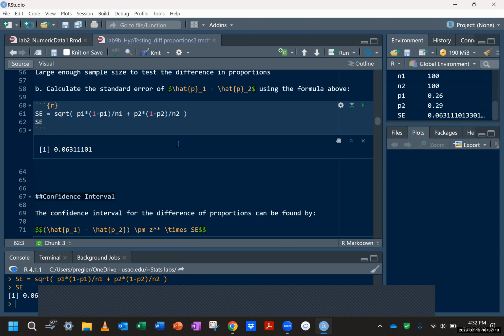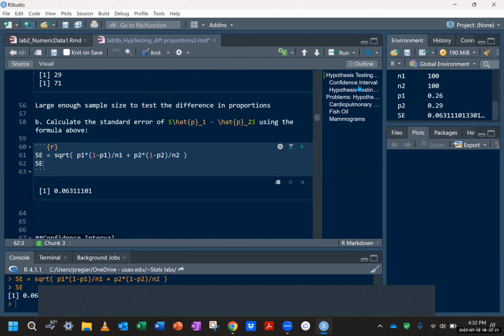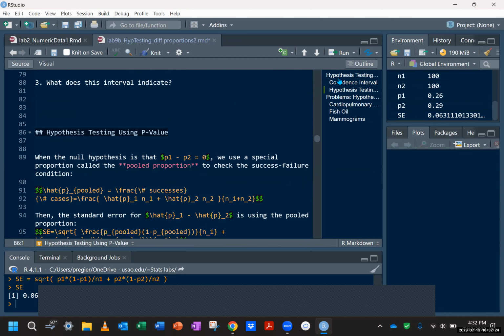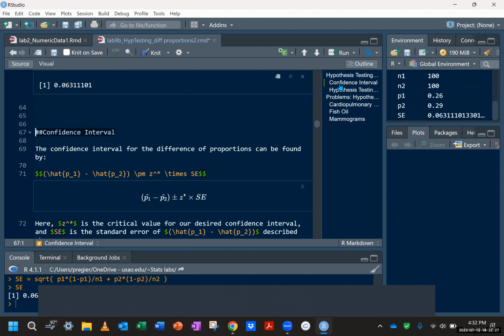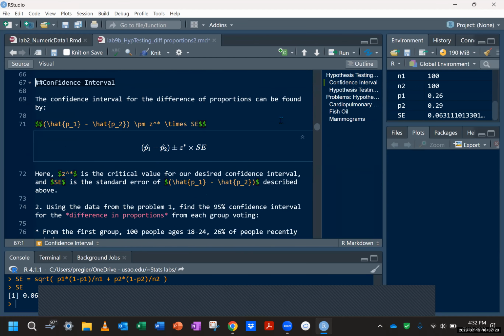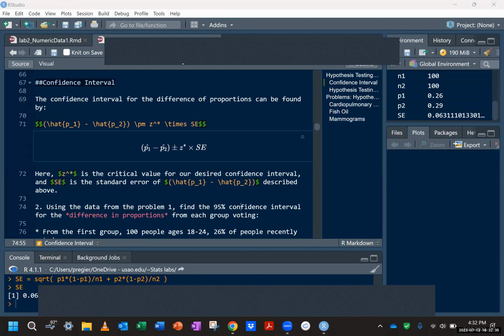So we'll go through how to find, if you look at the table of contents, confidence intervals and hypothesis testing for difference of proportions. The first thing is a confidence interval. Notice before, our confidence interval looked something like this: P hat plus or minus Z star, that's our critical value, times our standard error. That's what we were trying to estimate. But now, instead of estimating a single proportion, we're estimating the difference of proportions. So what's the difference between the two? And again, Z star is the critical value, SE we just found.